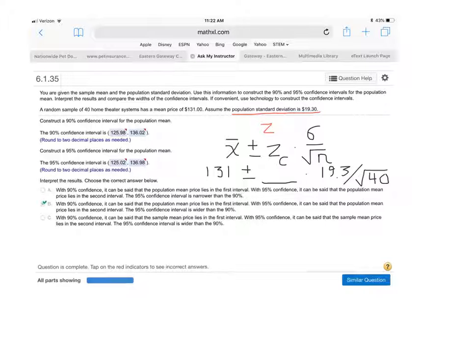Now, one part of this question has us using 90% confidence. The other part of this question has us using 95% confidence. What we're going to see is the difference is just that critical value. If you want to be more confident, then you most certainly have to go more standard deviations out from the center of that distribution in order to be more confident. You'll get a wider interval.